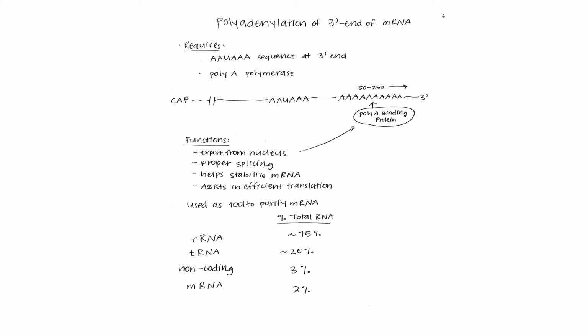It's also required for proper splicing. It participates in the splicing reaction that we'll talk about next time. It helps stabilize the messenger RNA. And also it participates in efficient translation. So it's required for all these things.